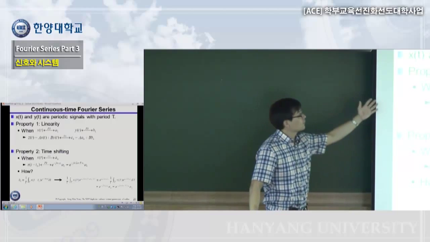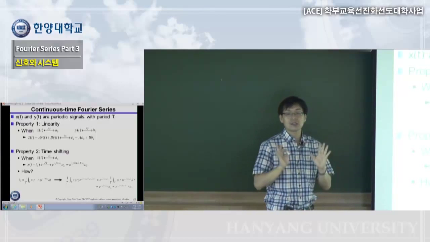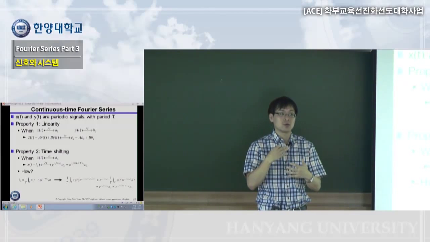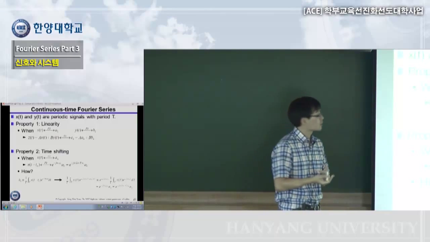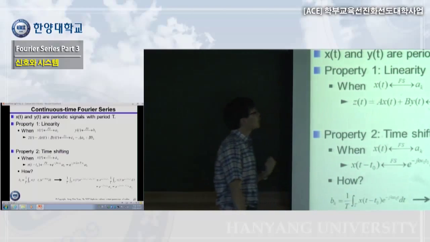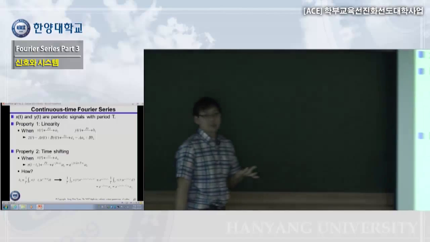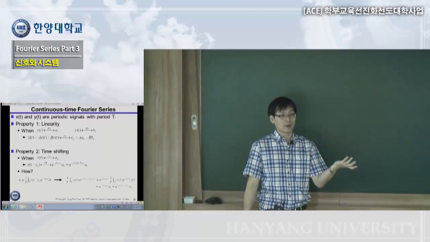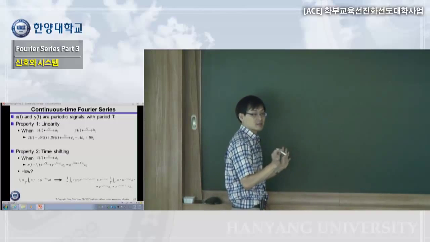In Fourier series, there are several properties which we can use very usefully in homework. So the first property is linearity. Linearity is what? They can be multiplied, and the constant of multiplication will come out from the bracket. Also, they can be added.